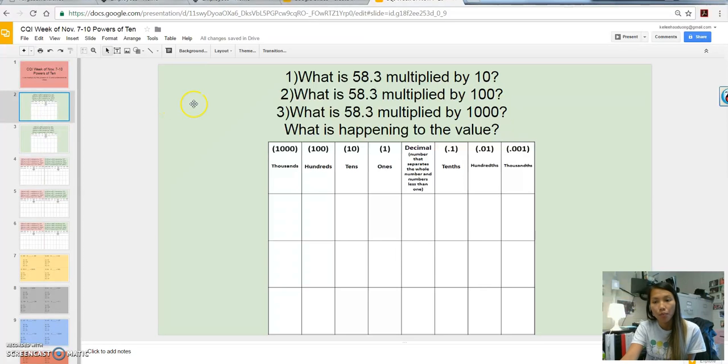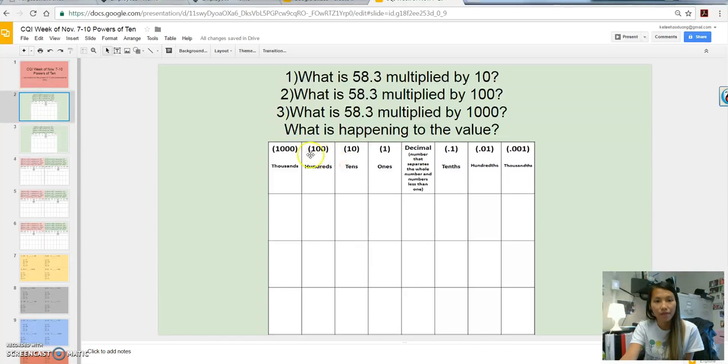So when we look at the first practice problem together, number 1 asks: what is 58 and 3/10 multiplied by 10? What is 58 and 3/10 multiplied by 100? What is 58 and 3/10 multiplied by 1,000? And then finally, what is happening to the value as you are multiplying it?